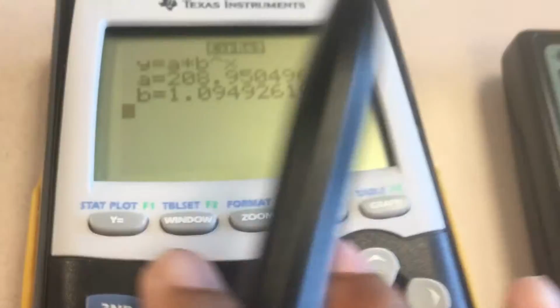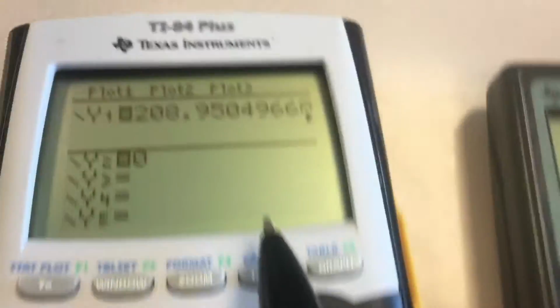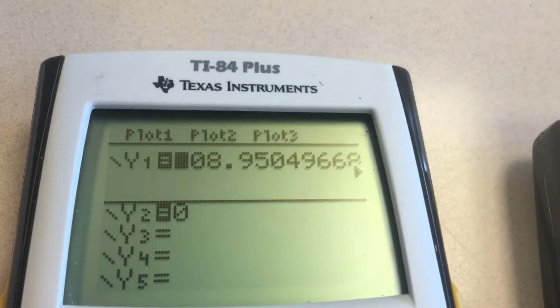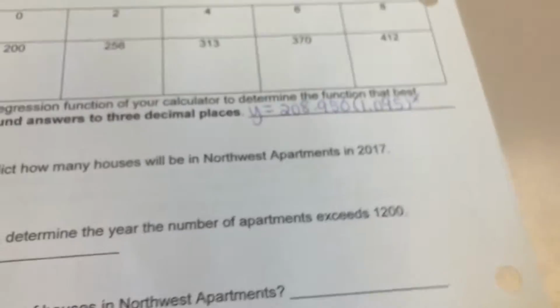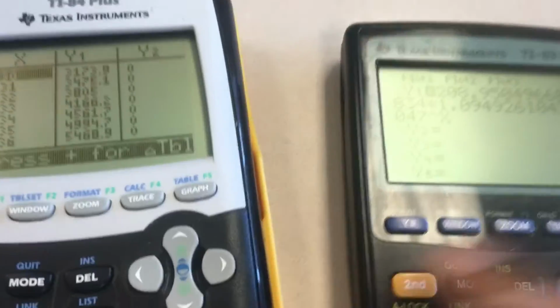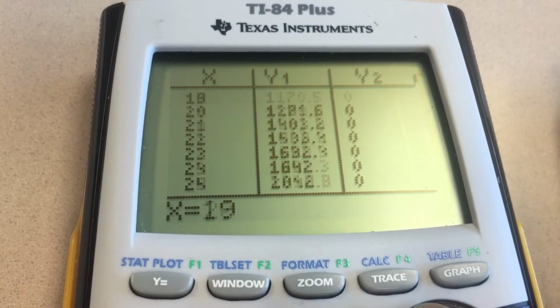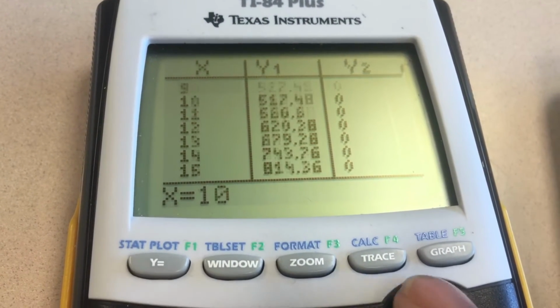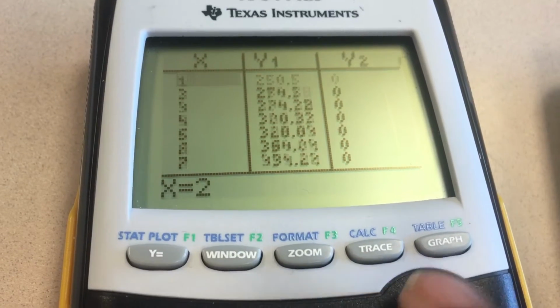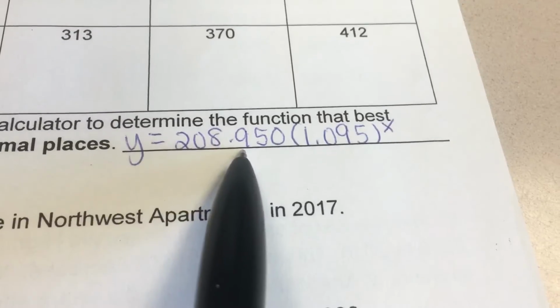Now, if you go to your y equals in both of your calculators, you'll see that the equation is already in there and you don't have to put it in yourself. So now when they say predict how many houses in 2017, if you look here, the starting year is 2007. So if I press second graph and I go up to 0, I should have 208.950, which was this number right there.